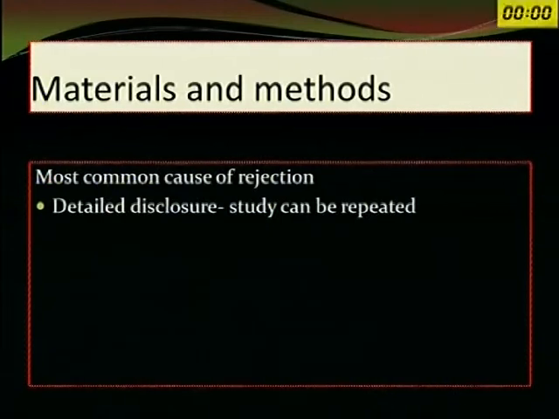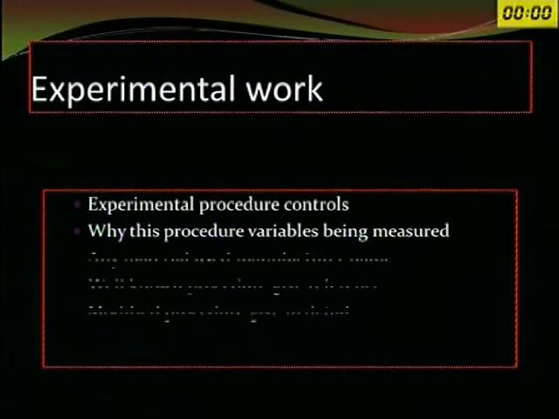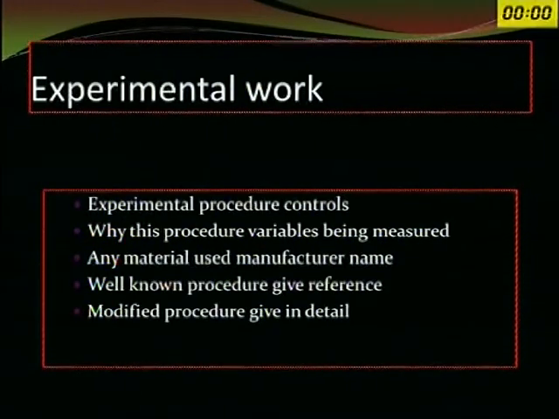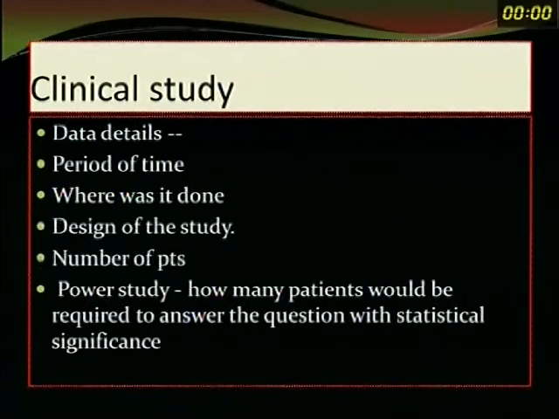Well, material and method is the most common cause of rejection. But in a nutshell, when you write a material and method, make sure that anybody who is able to read it can conduct a similar study the way you have conducted it. That's the best written material and method. So this is the test to see whether the material and method you have written is right or wrong. Well, if you do an experimental study, then you have to give all details: experimental procedure, control, why this procedure, variable being measured, any material, any manufacturer name, well-known procedure, give reference, modified procedure, give in detail. For a clinical study, all demographic data, period of time, where it was done, power of study, design of the study, number of patients taken.